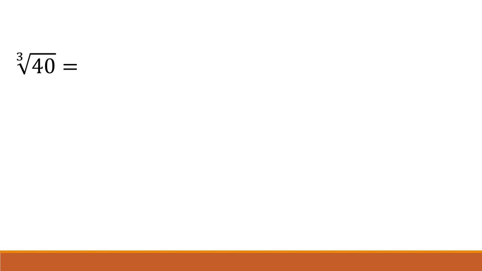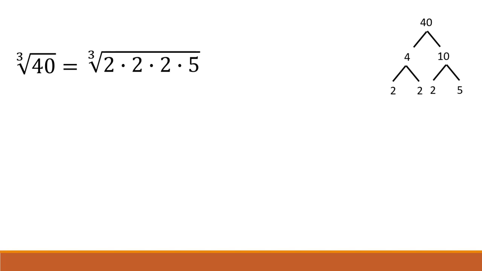What's the cube root of 40? Well, 40, if we use a factor tree to find its prime factors, is 2 times 2 times 2 times 5. If we're looking for a cube root, we want to find 3 factors that are the same in 40, and we do have 3 factors of 2. But there's only one factor of 5 in 40, so when we rewrite the cube root of 40, that 5 has to remain underneath the radical, in the radicand. So the cube root of 40 is 2 times the cube root of 5.